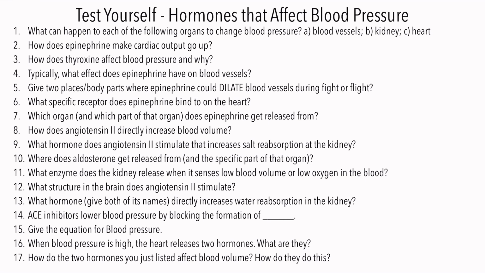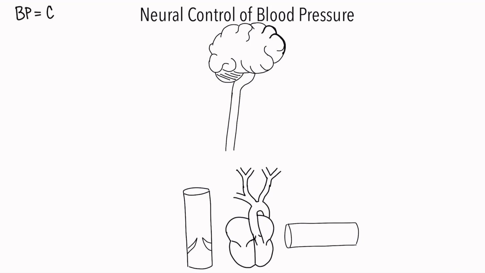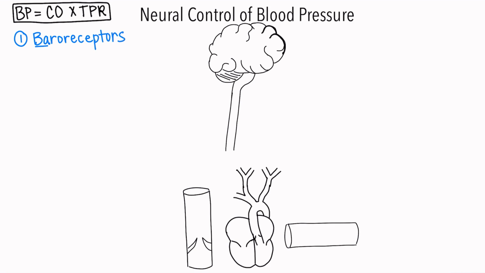Keep at it. Keeping in mind that blood pressure is regulated by altering cardiac output and peripheral resistance, we'll look now at how your brain can have input into your blood pressure. Our brain knows what our blood pressure is at any given time, importantly because of baroreceptors. Baroreceptors can sense pressure changes. That word baro means pressure. And what they do is they fire action potentials up to the brain in response to blood pressure changes.